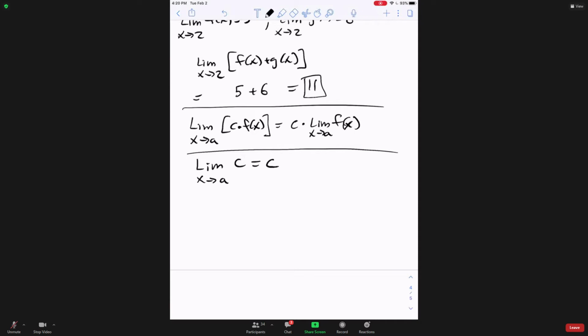So let me give you an example of this. If I give you the limit as x approaches, let's say, 2 of some constant function, let's call it 4, the answer is just 4.